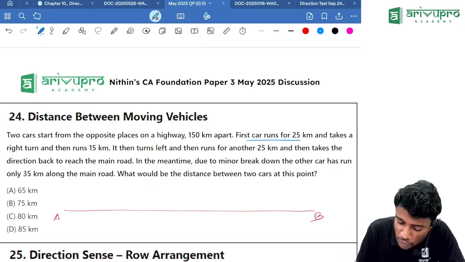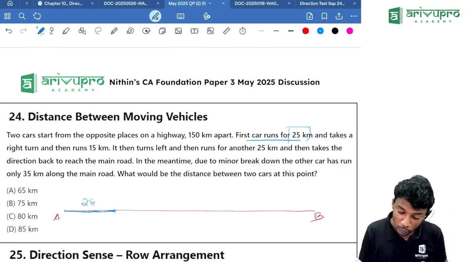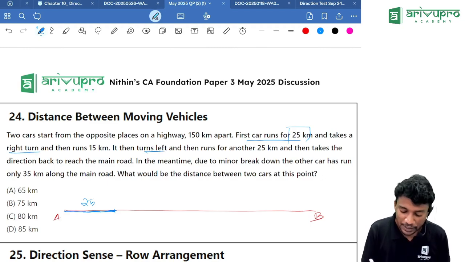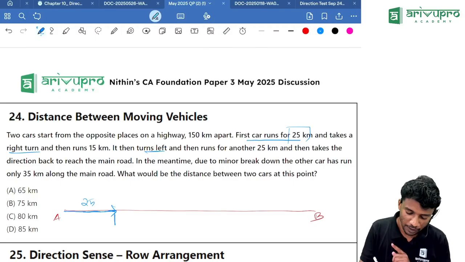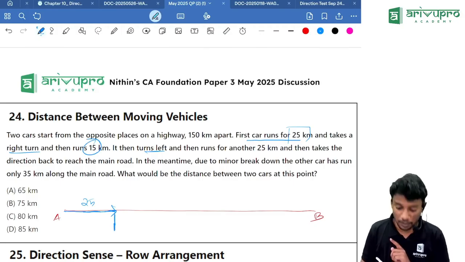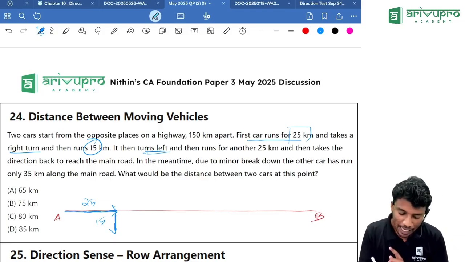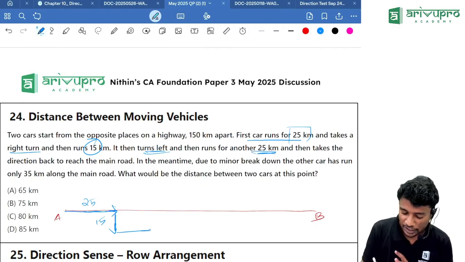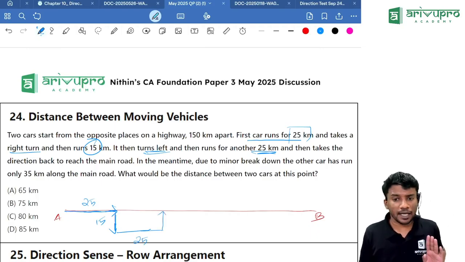Then the first car runs for 25 kilometer. That means car A is going 25 kilometer, that is, this one is 25. Then it took a right turn. Right of east is what? South. So he will be going in this direction and runs for 15 kilometer. Then he took a left turn. Left of south is what? East, and he walked 25 kilometer again. Then he turned left and came back to the main road.